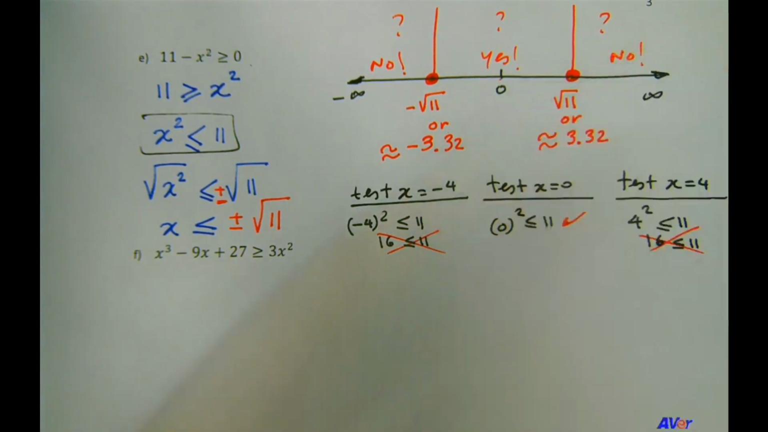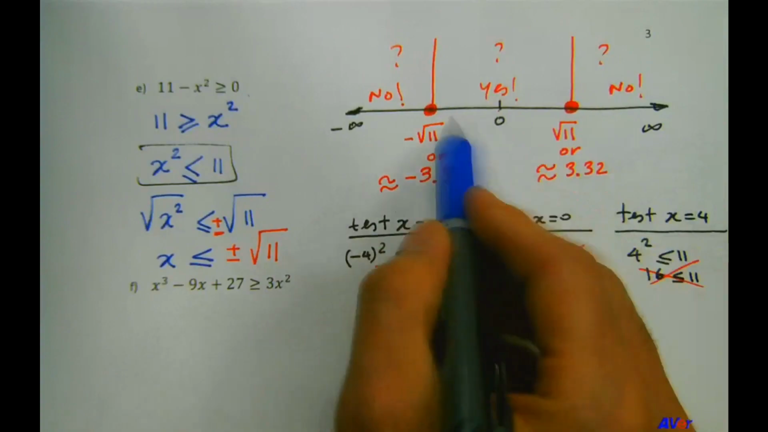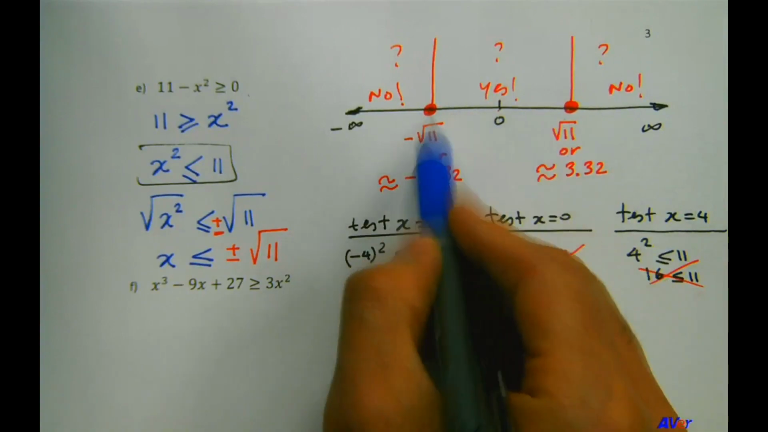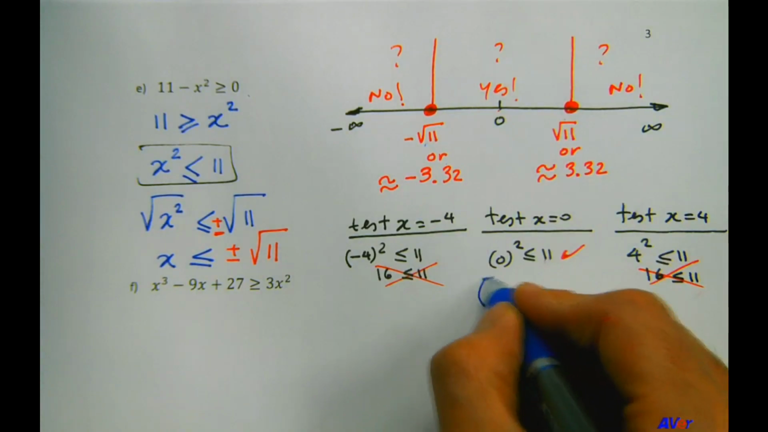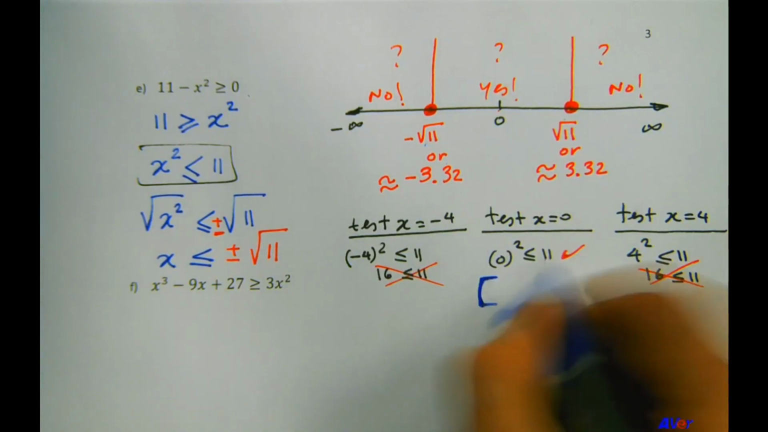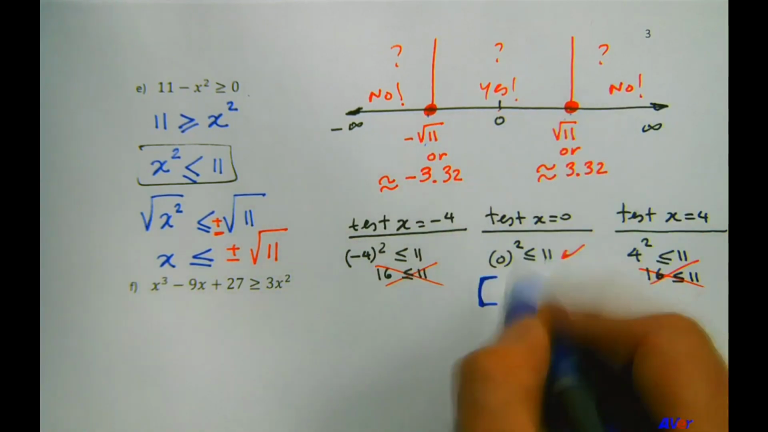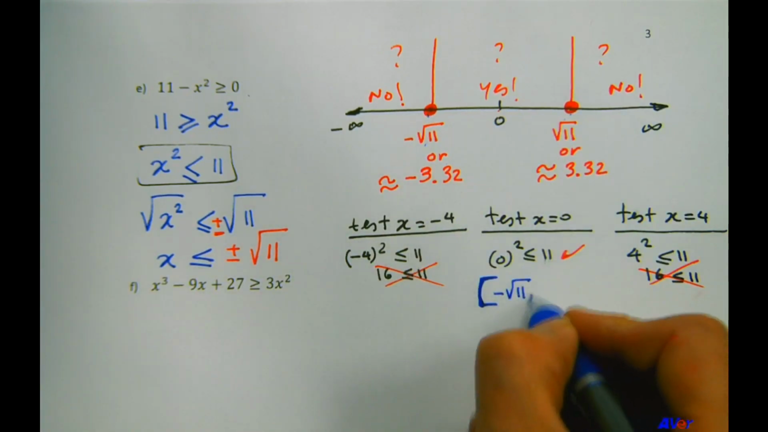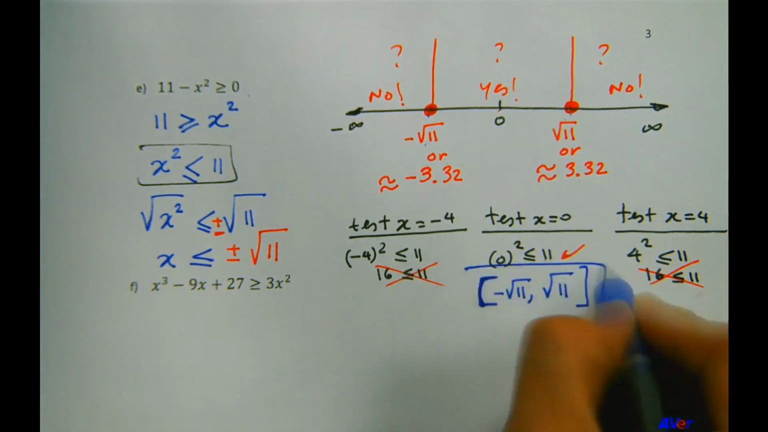So no. Okay, so what is the final solution? The final solution is between and including negative square root of 11 and square root of 11. So bracket, because the negative square root of 11 and square root of 11 are included. Negative square root of 11, comma, square root of 11, close bracket.